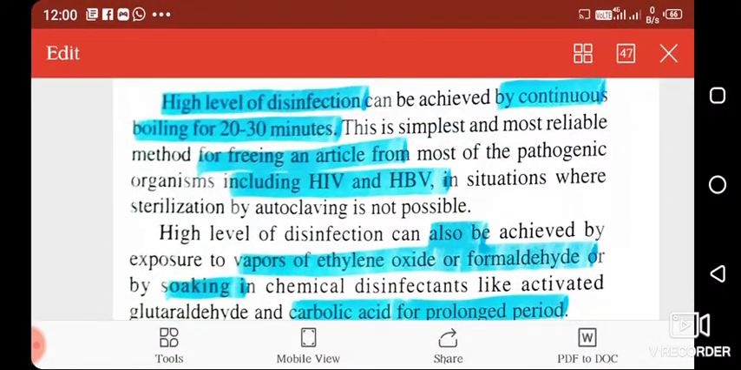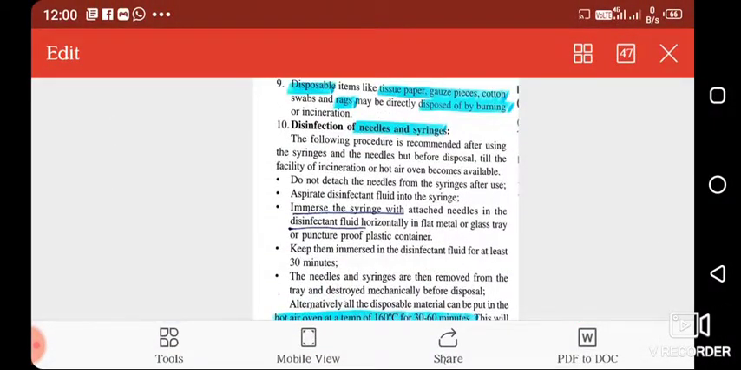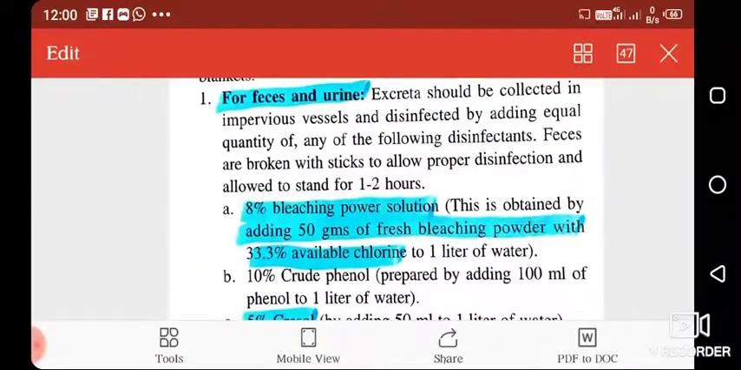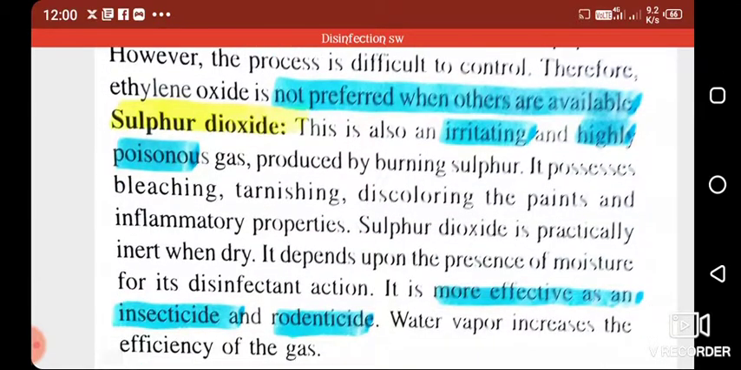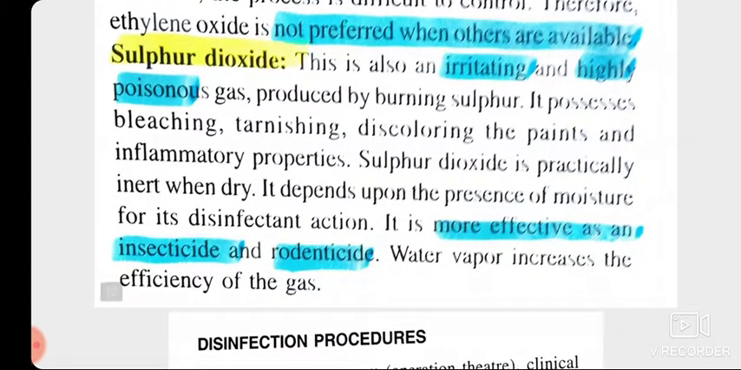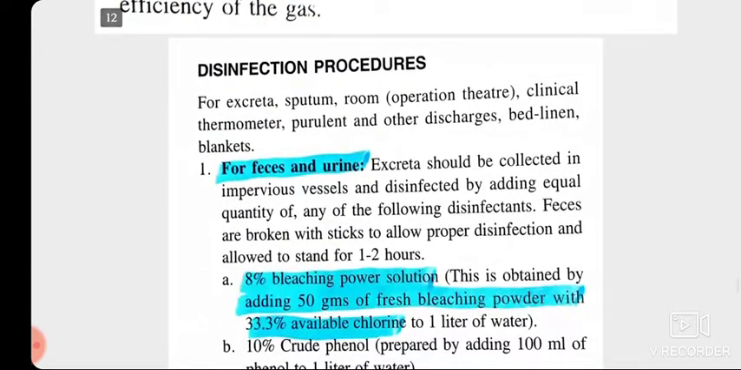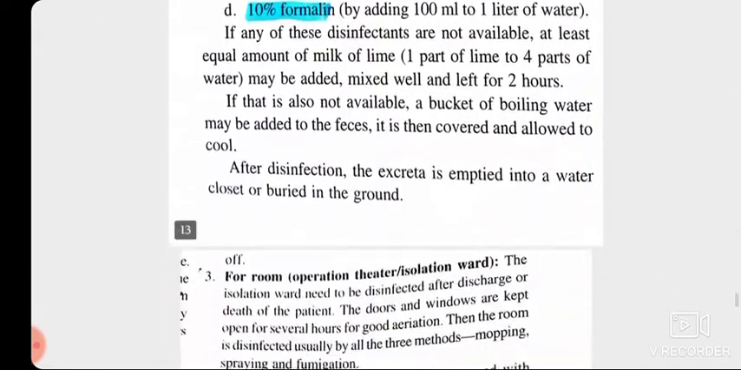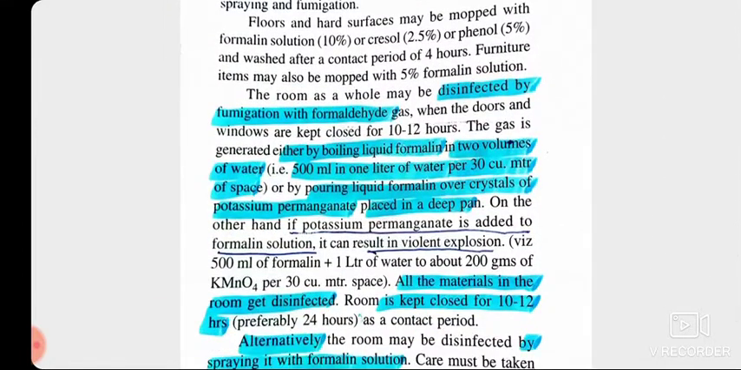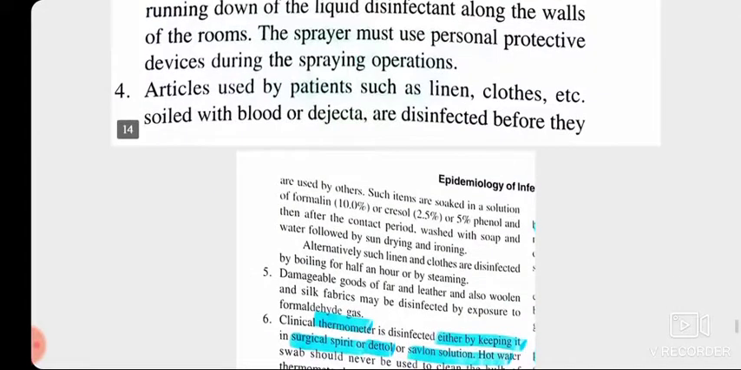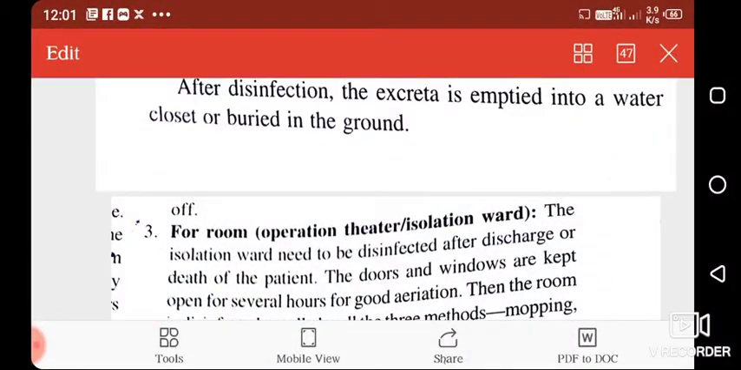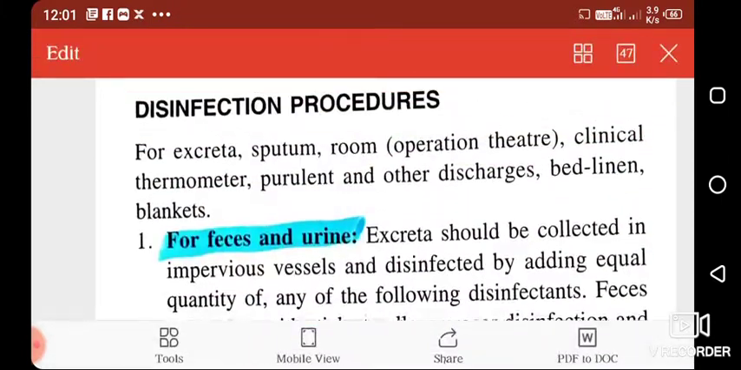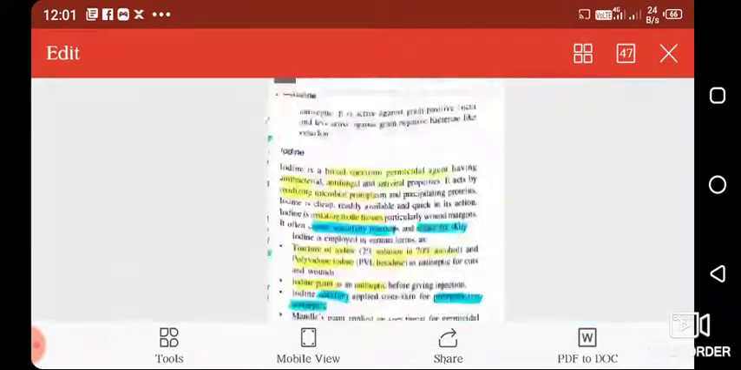So this is about the disinfection procedures and the disinfectants which we have seen. This disinfection chapter is complete, and in the next video we are going to start the practical spotters of disinfectants for the practical examination. Till then you must revise these disinfectants and disinfection procedures.